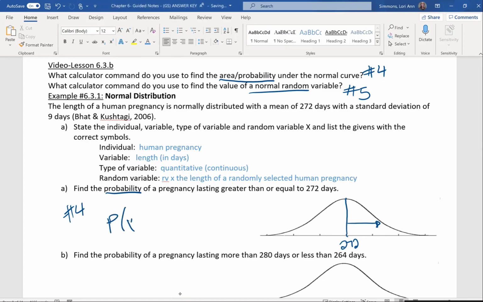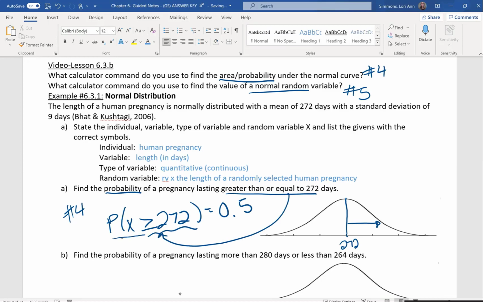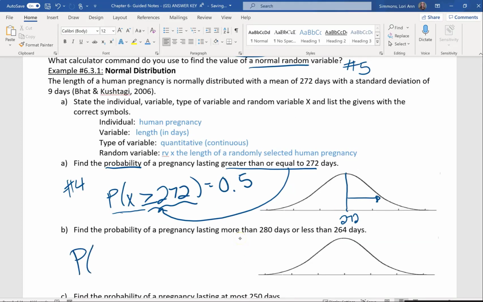To write this out, probability of X is greater than or equal to 272. It's going to equal 0.5. Greater than or equal to 272 is this part right here. And then this part's always the same. You start with probability of X.